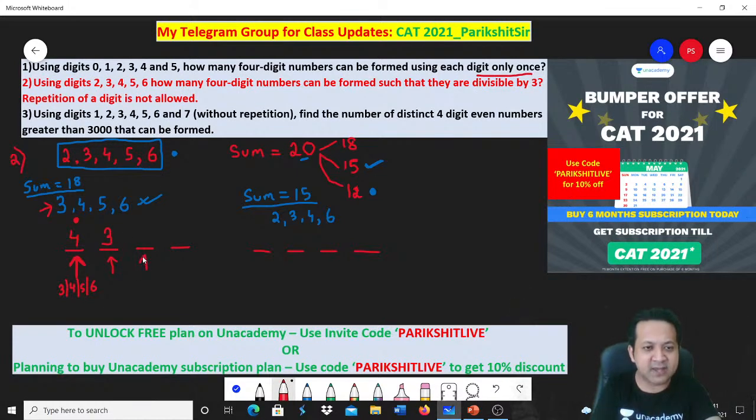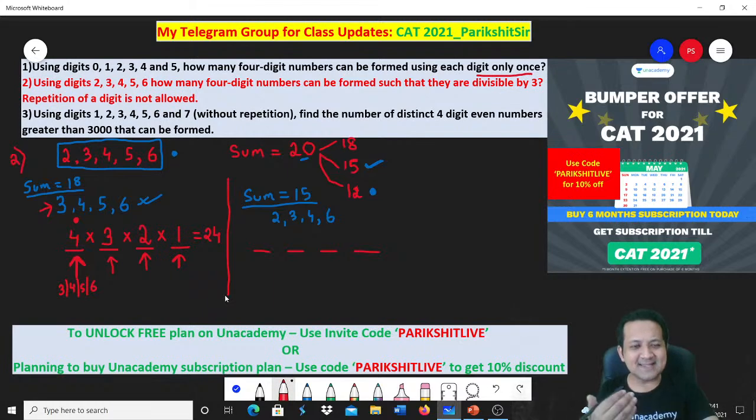Similarly, in the tens place, remember you have already selected 2 digits, so obviously you cannot repeat them. Out of 4, 2 have already been selected, so you are left with 2 options. Similarly, here you are left with 1 option. So how many such numbers exist? 4 into 3 into 2 into 1, 24 numbers. Follow?